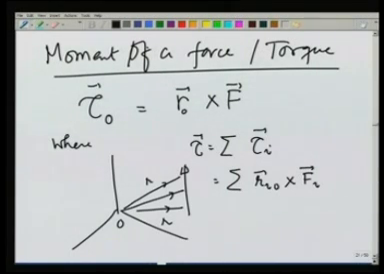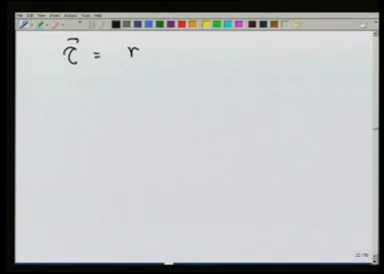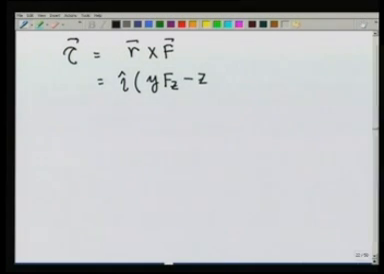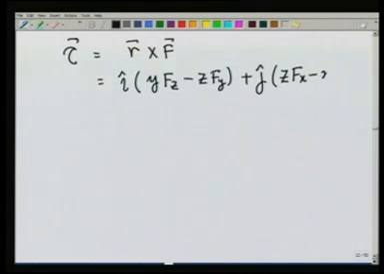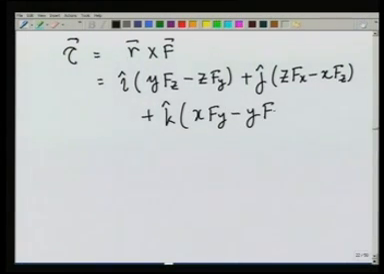Let us see that through an example. So, if I am calculating the moment tau, which is R, I am dropping O now, it is understood that it is depending on the origin, cross F is going to be equal to its component in the x direction is going to be y F_z minus z F_y plus the component in the y direction is going to be z F_x minus x F_z plus the component in the z direction is going to be x F_y minus y F_x.